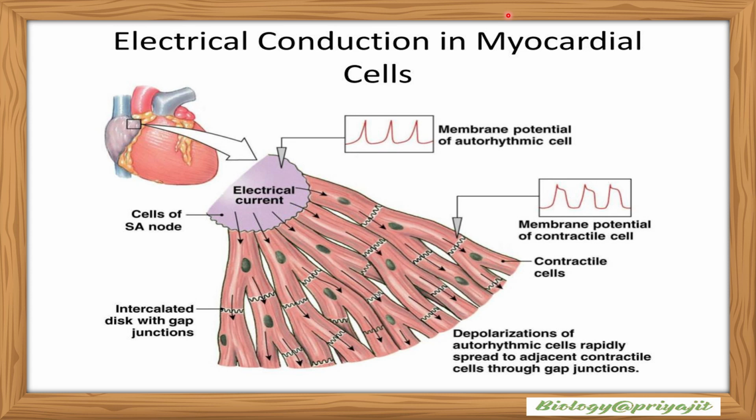The electrical signal first appears in autorhythmic cells, cells that generate their own rhythm. From there, it spreads to contractile cells which actually contract to pump blood. The small graphs show the difference in membrane potential or electrical activity between autorhythmic cells and contractile cells. So the diagram explains how the heart's pacemaker cells or SA node create electrical signals that spread through connected heart muscle cells, causing them to contract in a coordinated way.